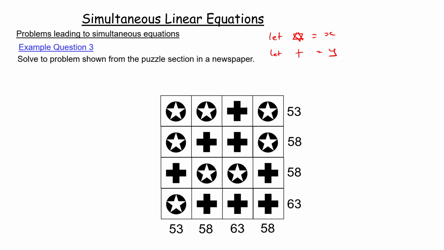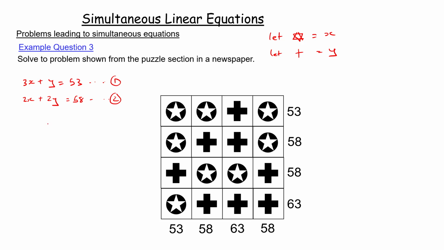So let's take this first line. We've got 3 stars and 1 cross, and they give me 53. So 3x plus y equals 53. My first equation. And I've got 2 stars and 2 crosses give me 58. So 2x plus 2y equals 58. I could have taken any of the lines, 2 stars and 2 crosses. I could have taken this one, 3 crosses and 1 star.